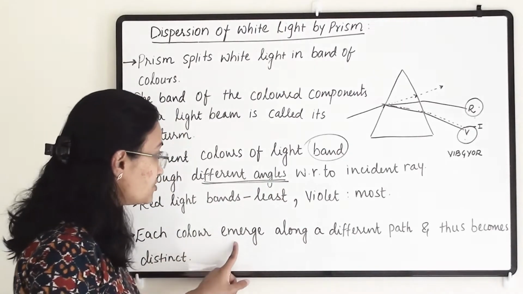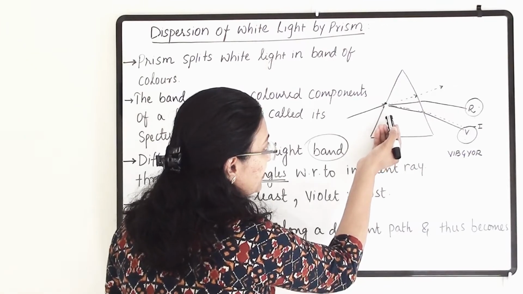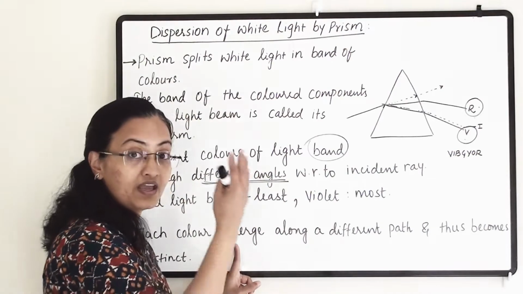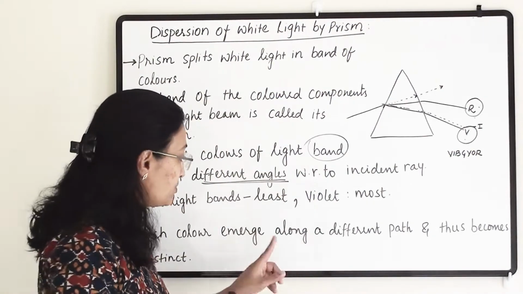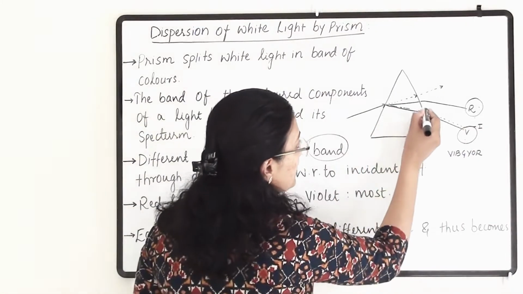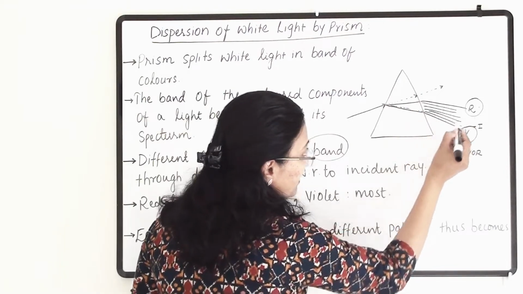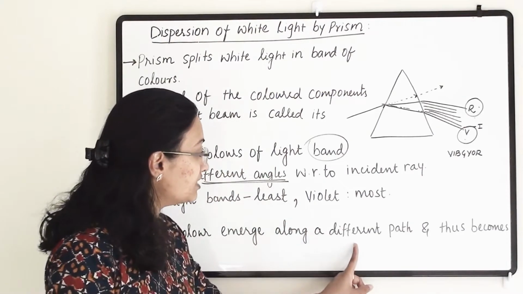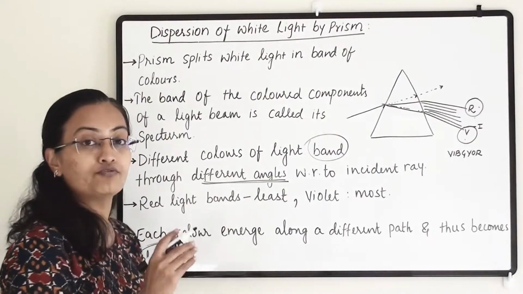So they emerge from here, and they get refracted. This emergent ray gets refracted, and because of this it splits into 7 colors. These colors bend at different angles, and that's why they emerge along different paths. We get to see 7 different paths like this. Why? Because they all bend at different angles along different paths, and thus become distinct and different from each other.